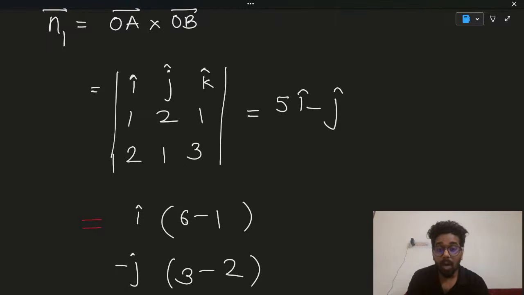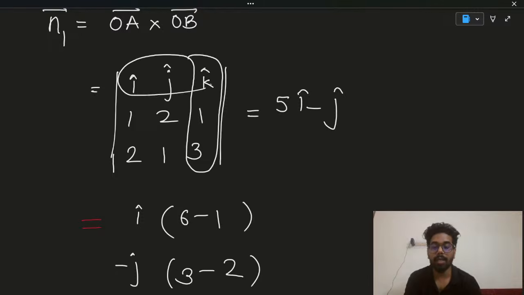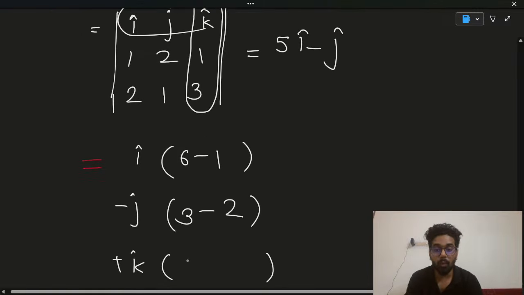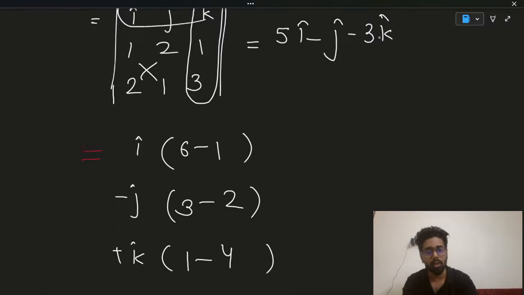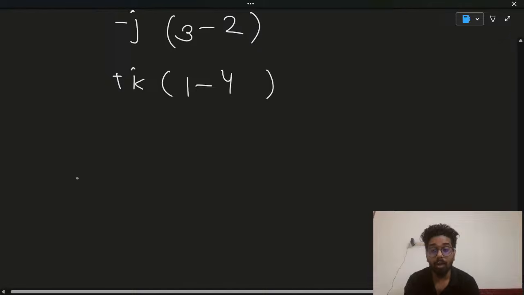Now what for k? Delete the row and column for k. So 1 into 1, 1, minus 2 into 2, 4. So this will be minus 3k cap. We have got the normal of the first surface. We have to calculate the normal of the second surface. Now what is the second surface?